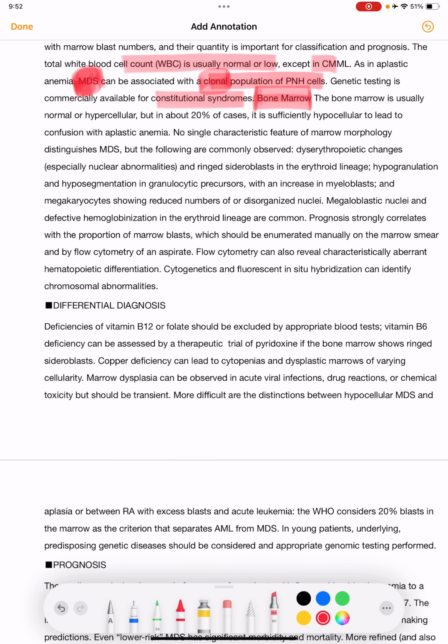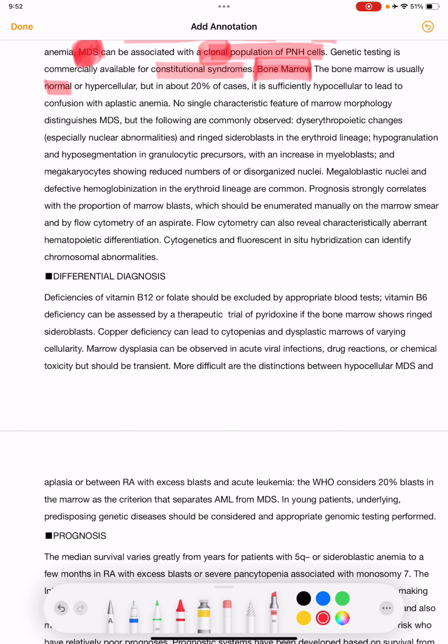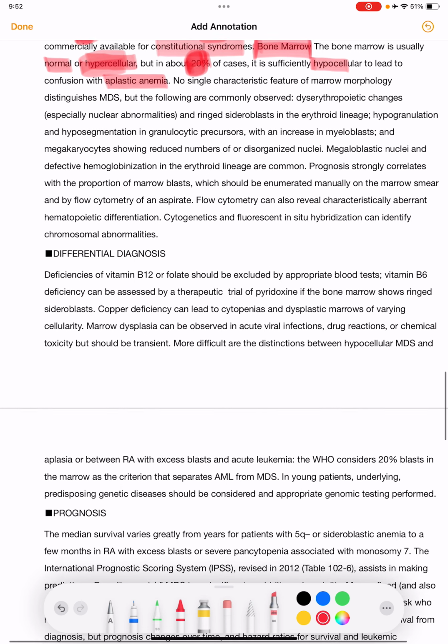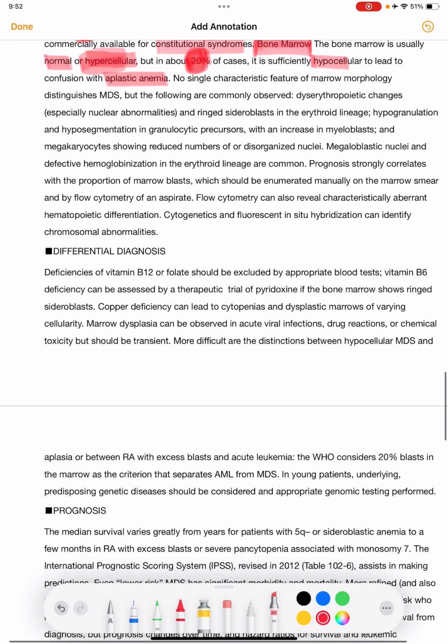Bone marrow is usually normal or hypercellular, but in 20% of cases it is sufficiently hypocellular. This can lead to confusion with aplastic anemia, because aplastic anemia is also hypocellular.